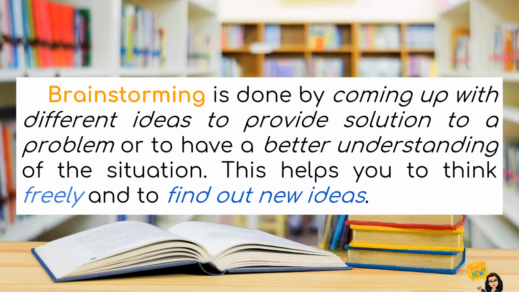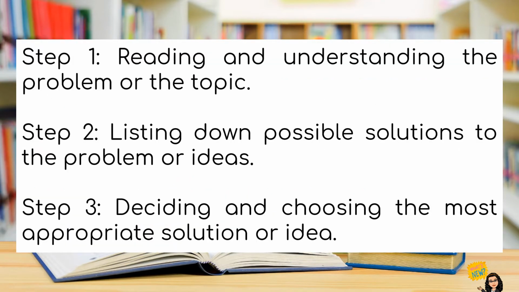The second pre-writing activity is brainstorming. Brainstorming is done by coming up with different ideas to provide solution to a problem or to have a better understanding of the situation. This helps you to think freely and to find out new ideas. These are the steps in brainstorming. Step 1. Reading and understanding the problem or the topic. Step 2. Listing down possible solutions to the problem or ideas. Step 3. Deciding and choosing the most appropriate solution or idea.